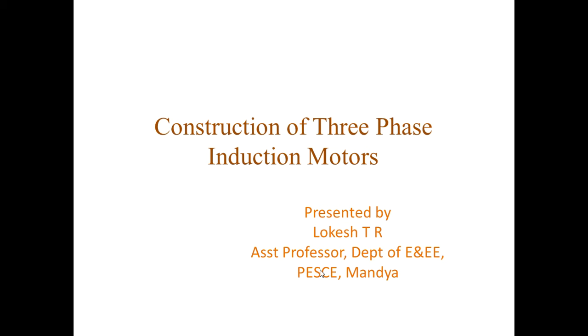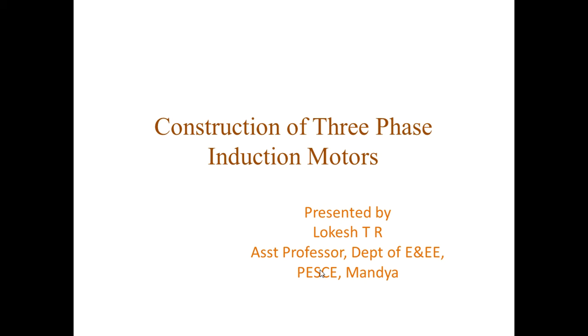Today we shall discuss the construction of three-phase induction motors. Basically, a three-phase induction motor has two main parts. One is the stator, which is the stationary part of the machine, and the other is the rotor, which is the rotating part of the machine. The rotor is separated from the stator by a small air gap, which is about 0.4 mm to 4 mm.